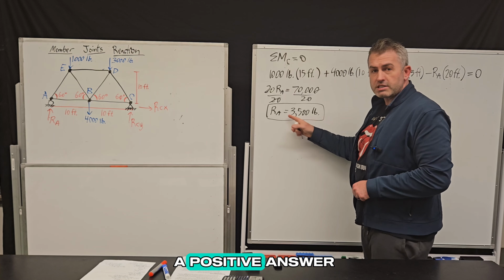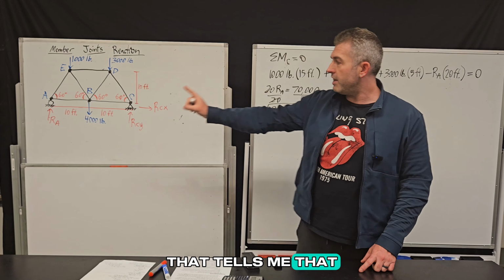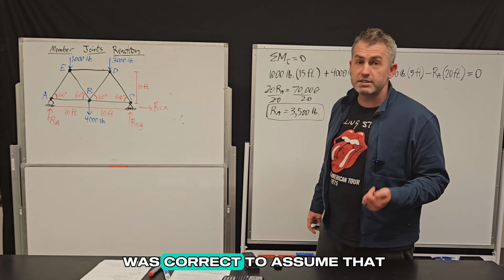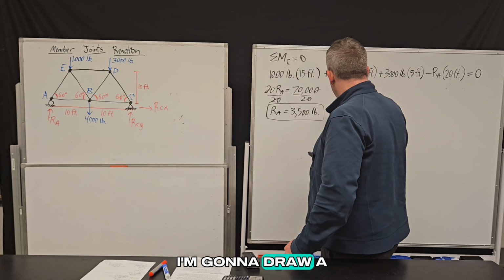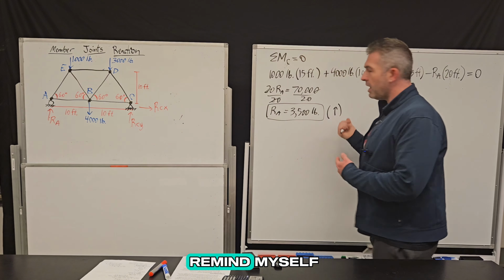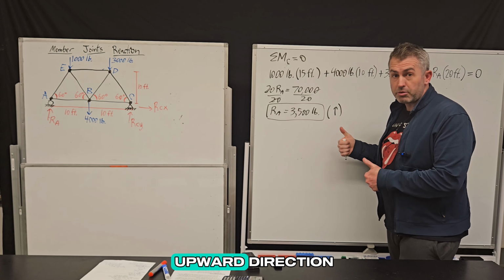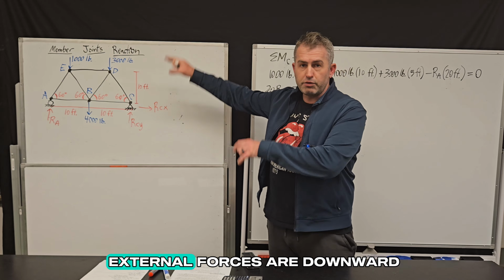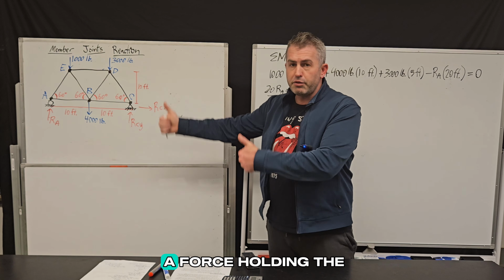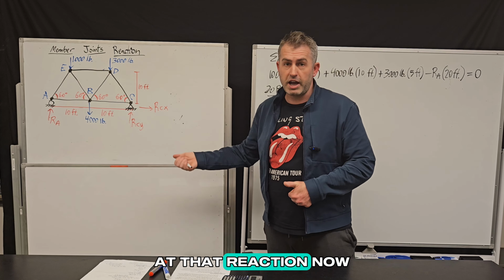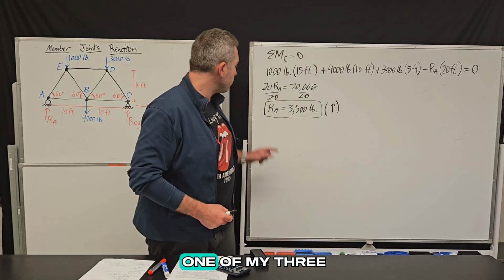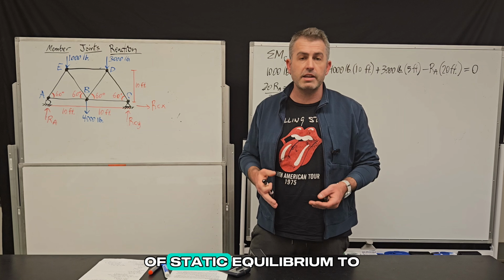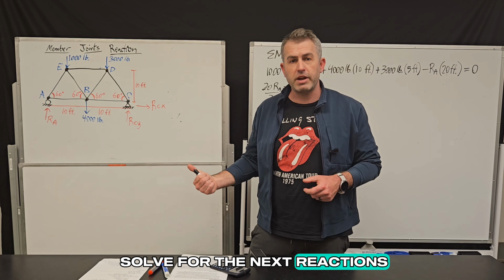And because I got a positive answer, that tells me that when I assumed this reaction was pointing upward on my bridge, I was correct to assume that. So I'm going to draw a little upward arrow to remind myself that yes, this is in the upward direction. It's holding the bridge up. And that should make sense because all of these external forces are downward. So there should be a force holding the bridge upward at that reaction. Now that I've solved for one of my three reaction forces, I'm ready to use the other two equations of static equilibrium to solve for the next reactions.